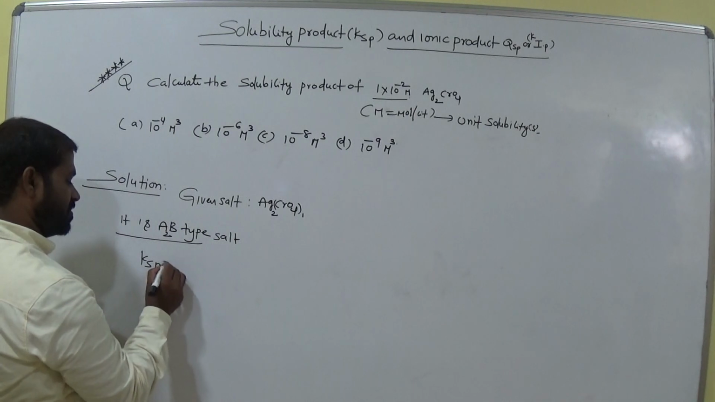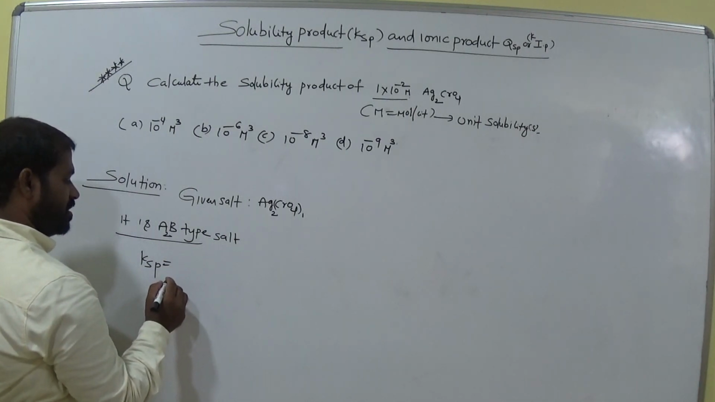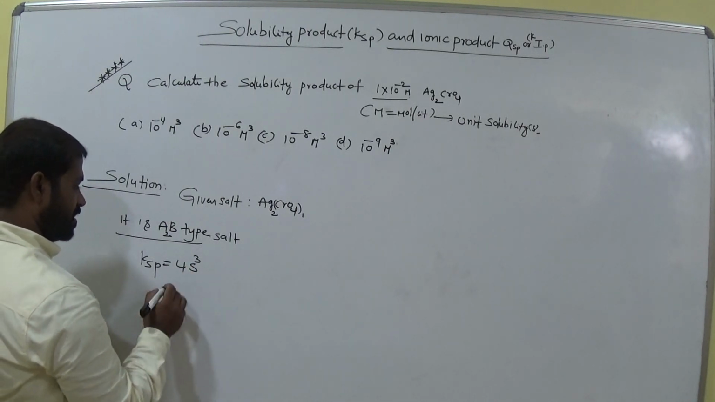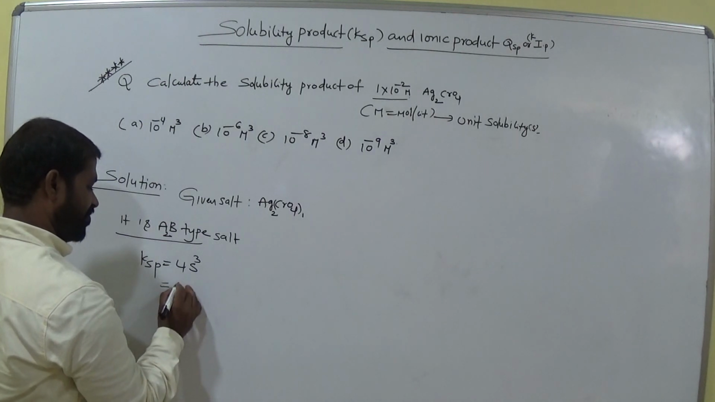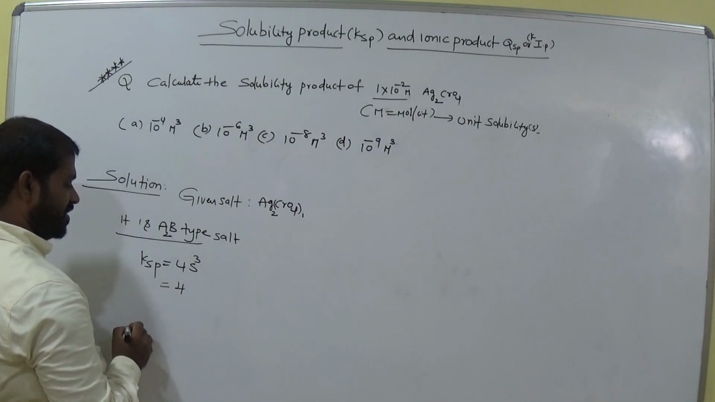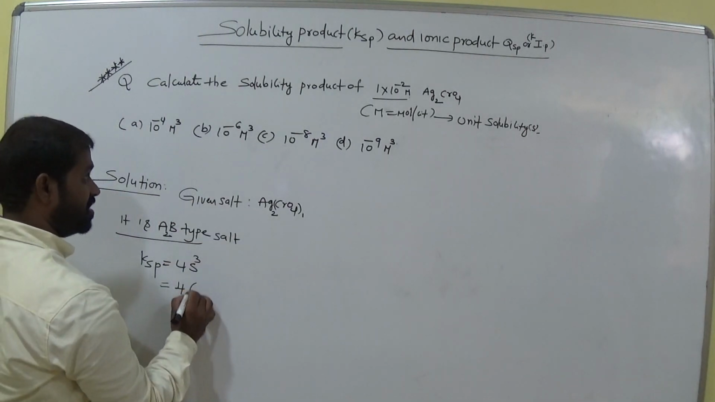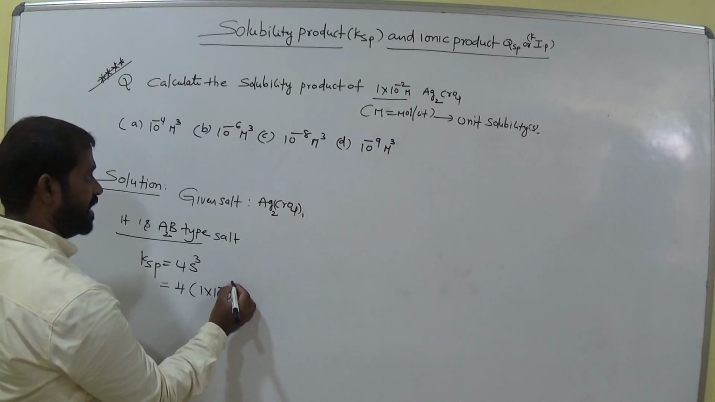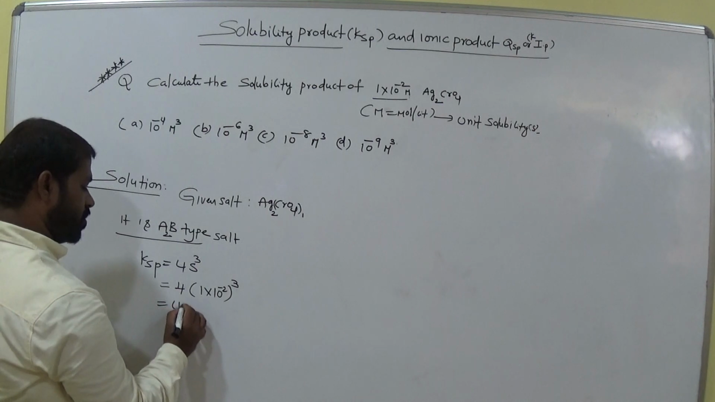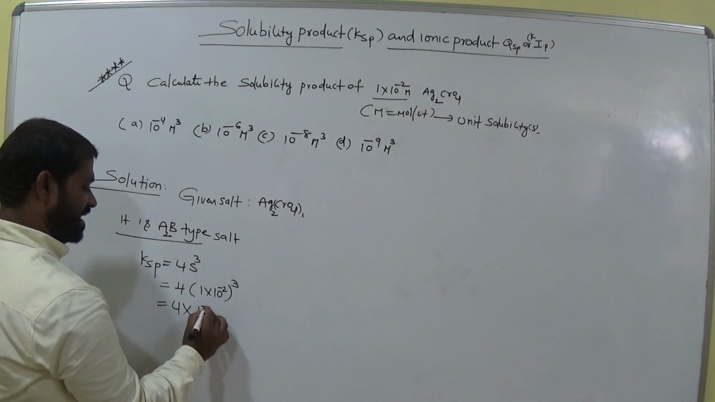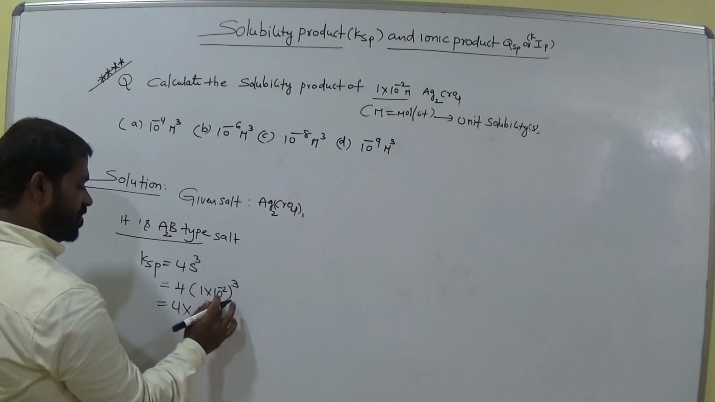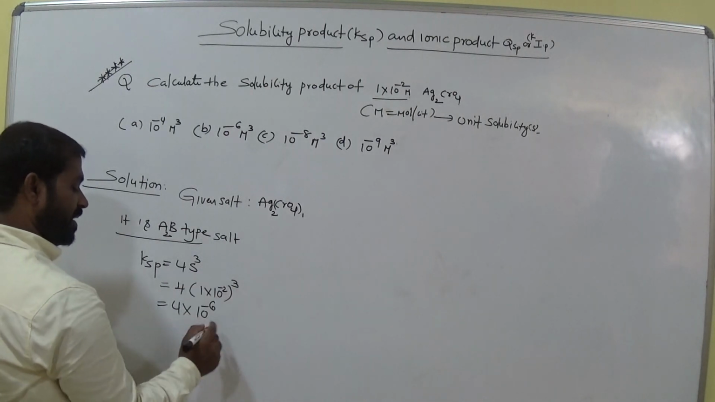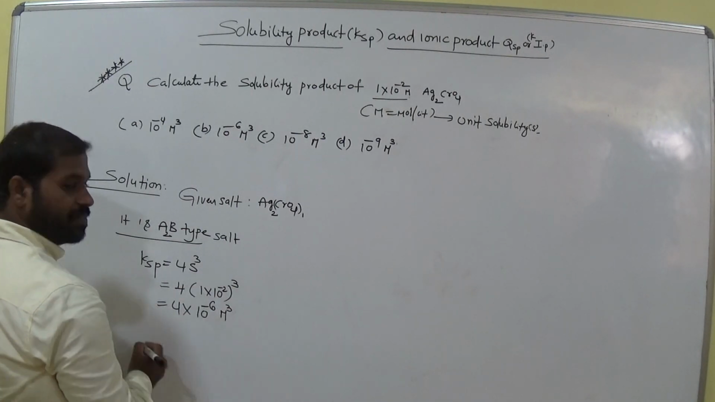Ksp is equal to 4S cube, am I right? 4S cube, clear? 4 into, what is the value of S given? 1 into 10 power minus 2 whole cube, am I right? That is equal to 4 into 1 cube into 10 power minus 6 mole per liter whole cube. What is the unit for solubility? Mole per liter. Mole per liter whole cube means m cube. Clear?